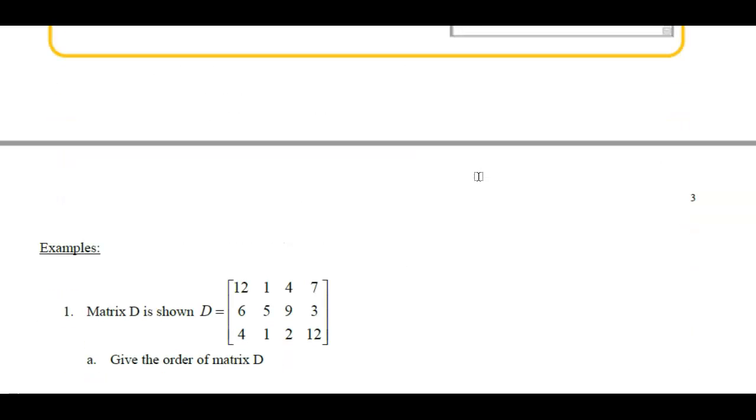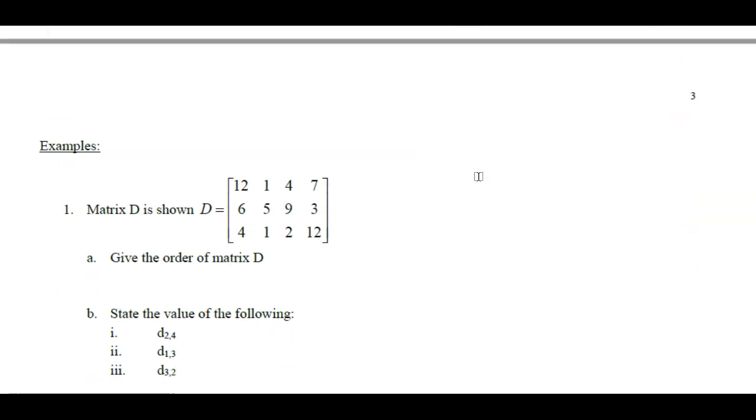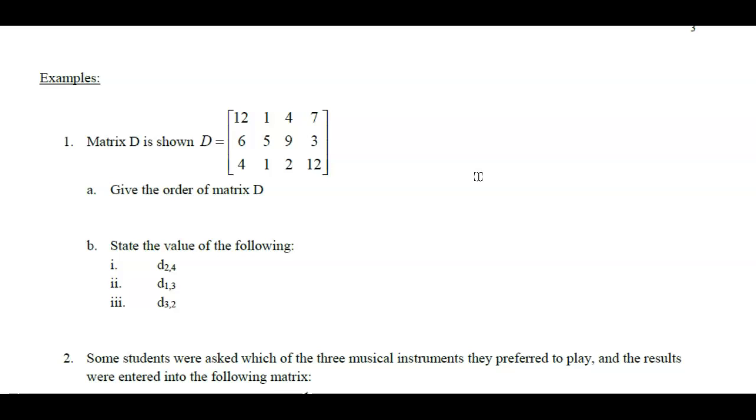I've got some examples, so let's do these. Matrix D, here it is. Give the order of matrix D. Remember we do rows, then columns. So 3 rows, 4 columns, so the order is 3 times 4. We don't put it in brackets; if you put it in brackets, it's wrong. It's just 3 times 4, no brackets.